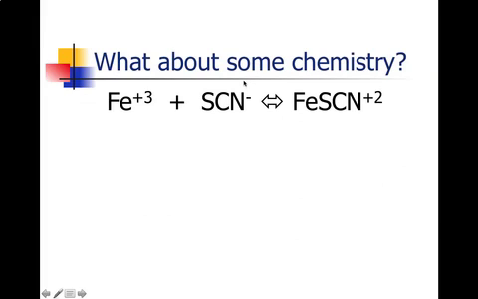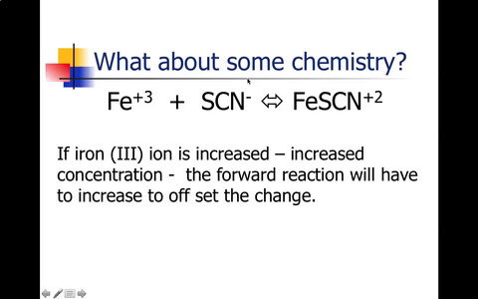So let's look at some chemistry. If we have an iron 3 ion and a thiocyanate ion forming iron thiocyanate, and we have the iron 3 ion increased. So I increase the concentration of this part. Well, that's going to put me out of equilibrium. So the forward reaction going towards the FeSCN2+ has to increase to offset the change.